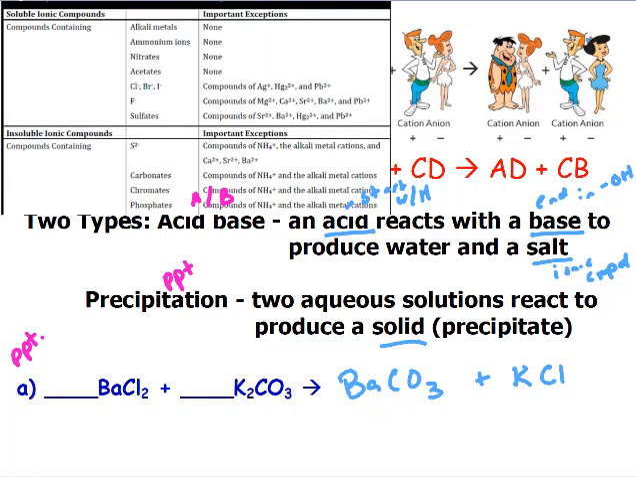Okay, so we have carbonate. Here's our rule for carbonates. Carbonates are generally insoluble unless it's with ammonium or an alkali metal. It's not, so that must mean it's insoluble. Insoluble, remember we said, was going to be a solid. So that S stands for solid, not soluble. And then KCl, chlorides are going to be soluble unless it's with one of these, and it wasn't. So that's going to be aqueous.